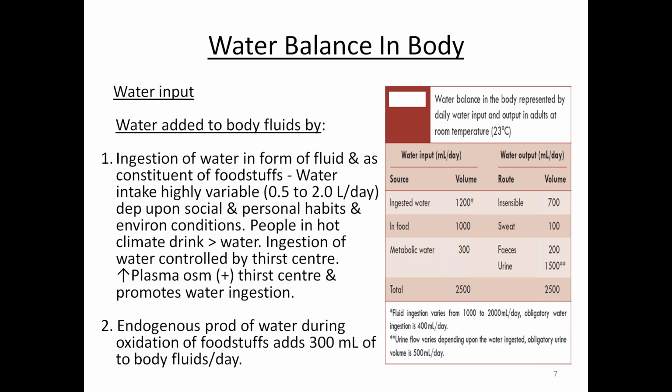Also, ingestion of water is mainly controlled by the thirst center, right? The usual mechanism is that if there is increase in plasma osmolality, then your thirst center will get stimulated and promote water ingestion. And the other method of input of water is through endogenous production during oxidation of foodstuffs. That roughly adds about 300 ml of water to the fluids per day.